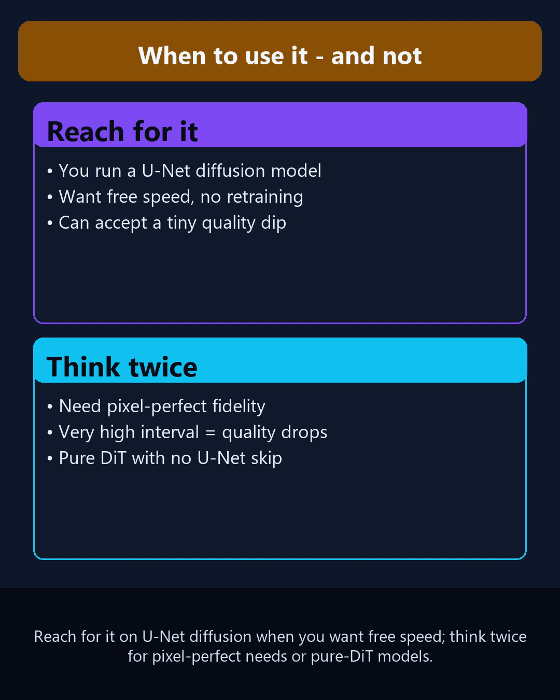Reach for it when you run a UNet diffusion model, want free speed with no retraining, and can accept a tiny quality dip. Think twice when you need pixel-perfect fidelity, when you push the interval very high, where quality degrades, or when your model is a pure transformer diffusion with no UNet skip connections, which needs a different caching variant.